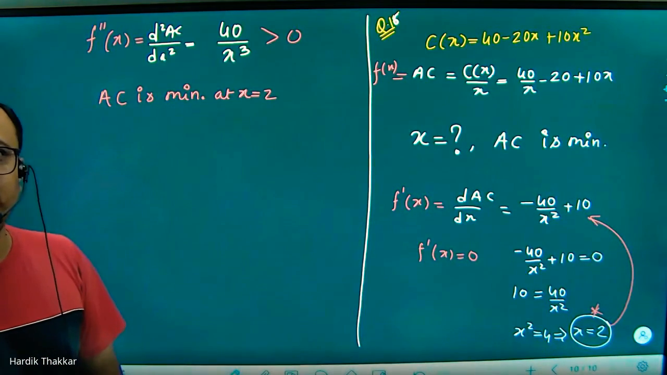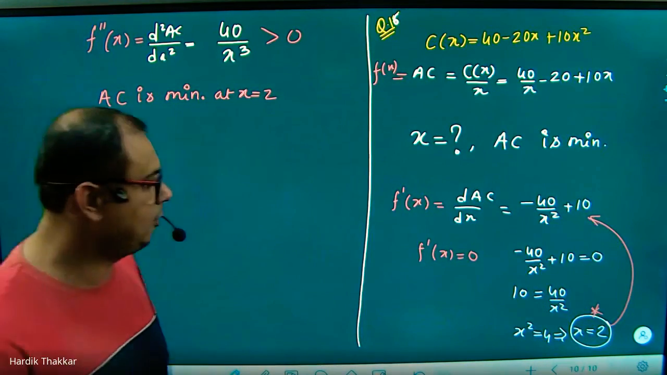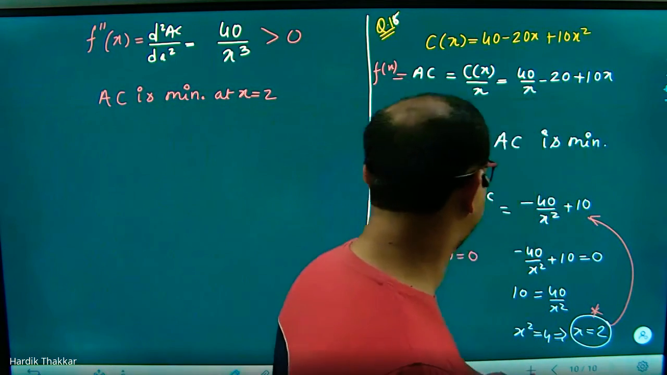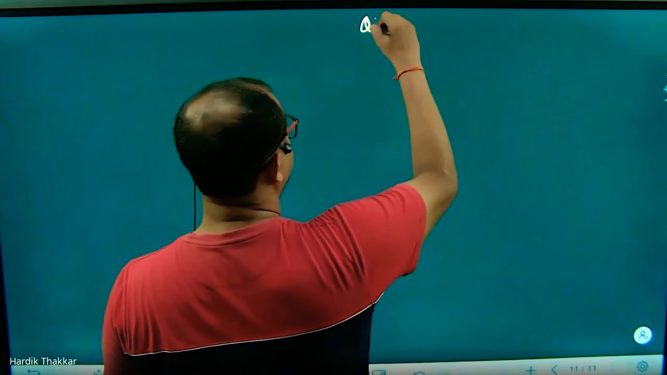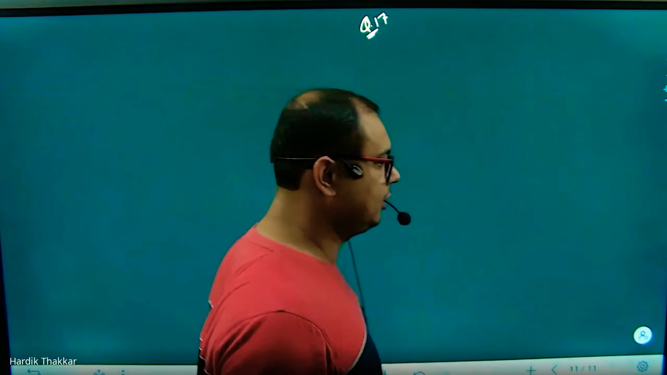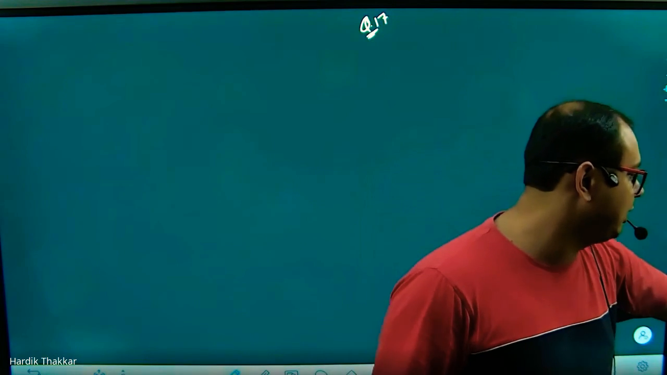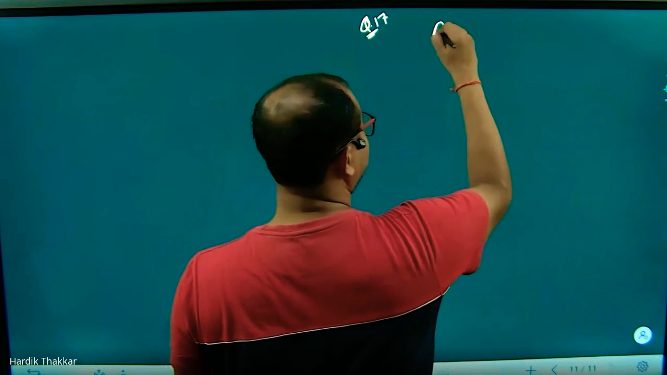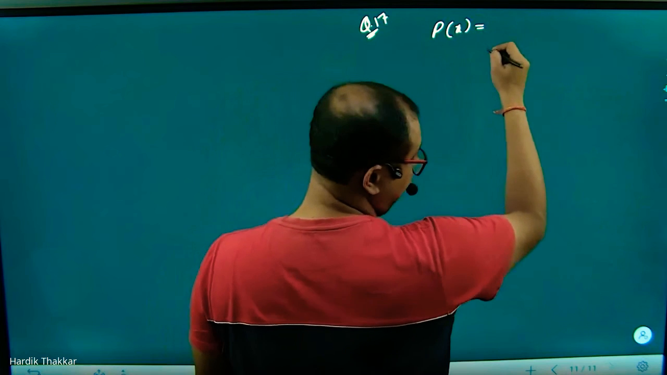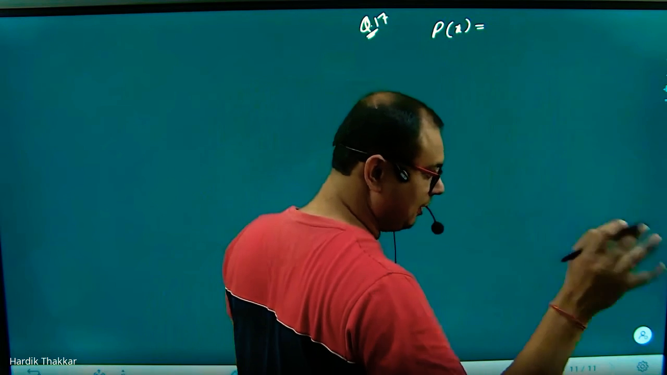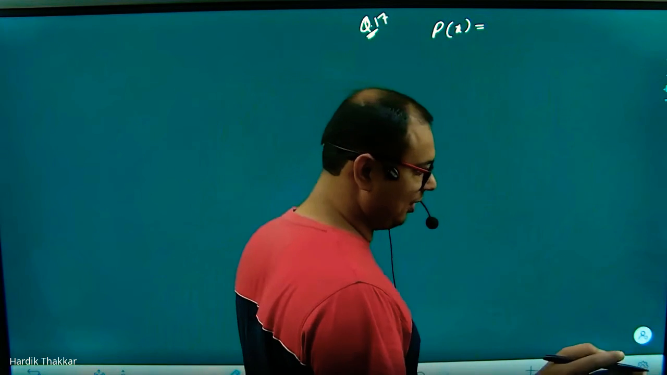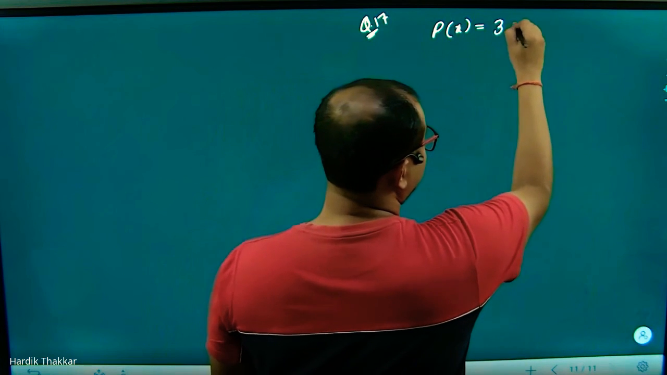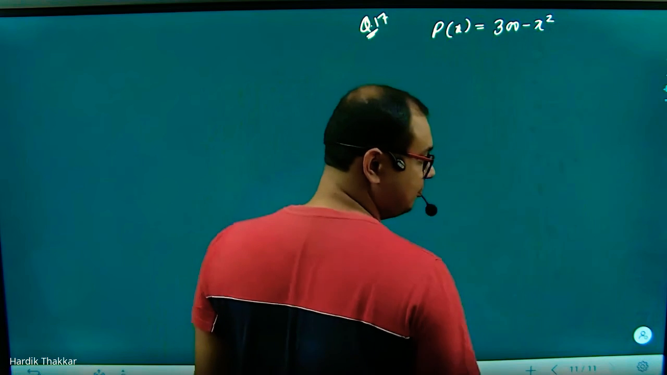ओके, शेवी क्लियर? ओके. Now next question, move to the next question. This was question 16. Next question is 17. Question number 17. Just read question number 17. The demand function p of x is given like this. ये देखो इंपॉर्टेंट क्वेश्चन है अनुश्री रिया, इस पे ध्यान दे दो 5-10 मिनट और, ठीक है? The demand function p of x is equal to 300 minus x square.